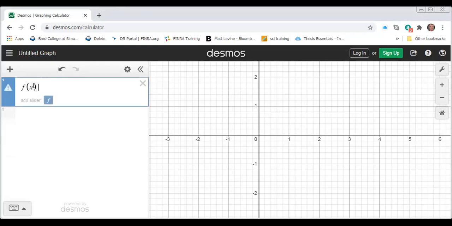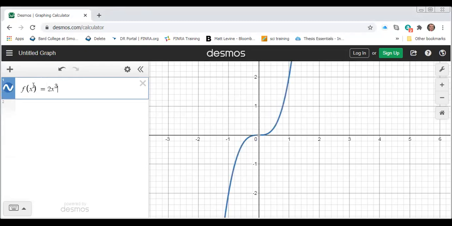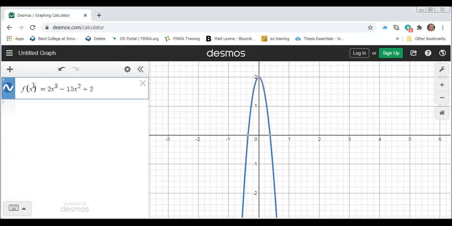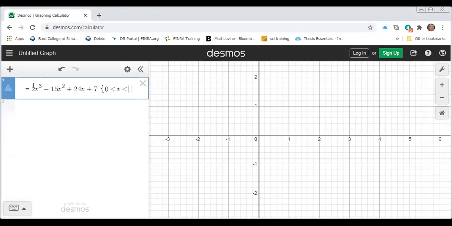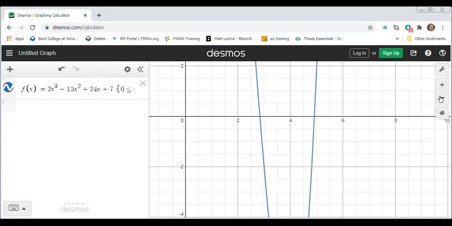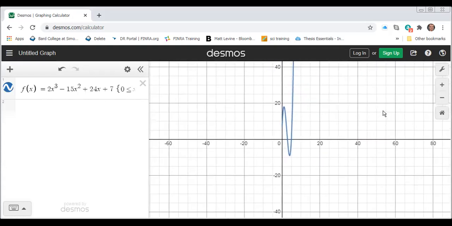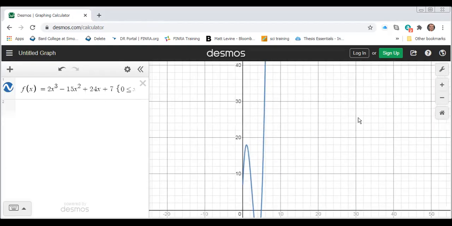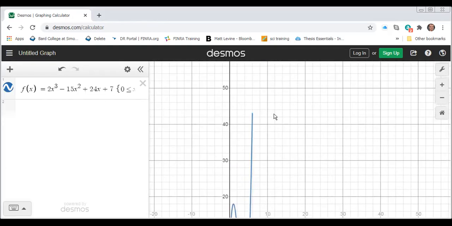So we looked at f of x equal to 2x cubed minus 15x squared plus 24x plus 7, and we were on the interval from 0 to 6. So this is the graph of the function that we were discussing. And all the way up here at 6, we found that f of 6 equals 43 is the maximum, and indeed, there it is.